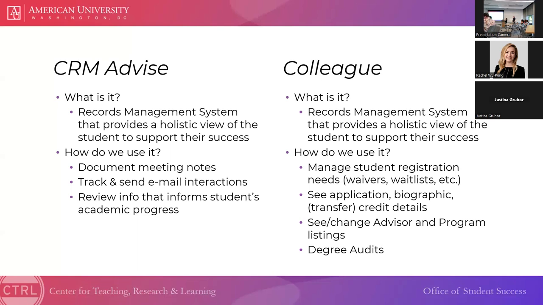And then the second platform that I use a lot is Colleague. I was trying to find a definition of Colleague, and I came to the conclusion that it's also a student records management system, which got me thinking, okay, what's going on here? It purposefully mirrors the CRM Advise description in my mind, for my experience. But I use this for more active measures. Like if I need to manage a student's registration needs, we can process waivers and wait lists, or see wait lists, things of that nature in Colleague. I can see their application information or their transfer credit transcripts. We can change majors, change their advisor in Colleague, and process degree audits, which we admittedly do not do a lot in first year advising, but know that that is a functionality that exists.